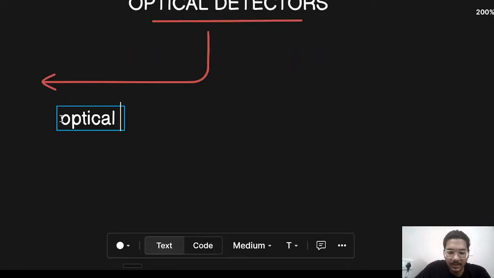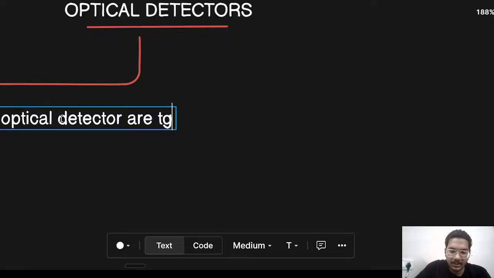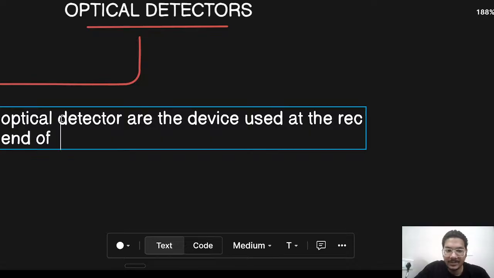Detectors are the device used at the receiver end, the receiver end of the optical fiber, in a communication system.